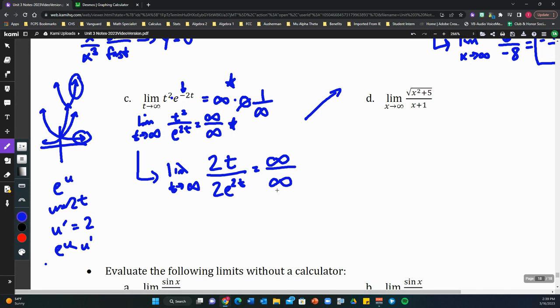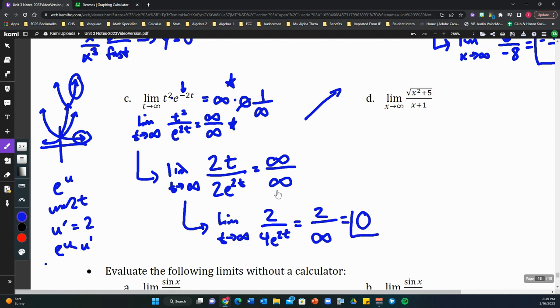But in this case, you should be able to recognize that if I were to do this one more time, that linear will devolve down into a constant. So let's do it one more time. 2t will turn into 2. 2e to the 2t: if I just repeat that process, that 2 is already out in front, so this will turn into 4e to the 2t. So now I have a constant over e to the 2t, which is still going to infinity. So 2 over infinity is, again, another form of 0. So that is our limit for this guy.